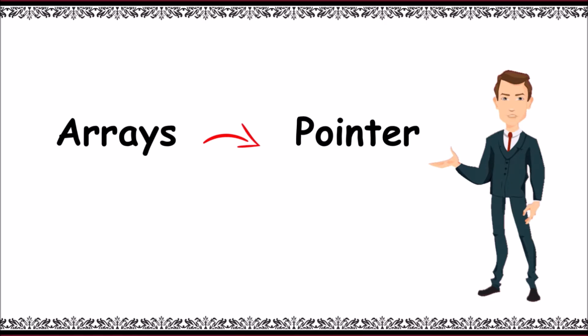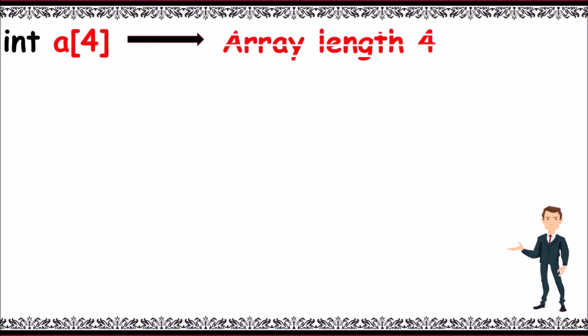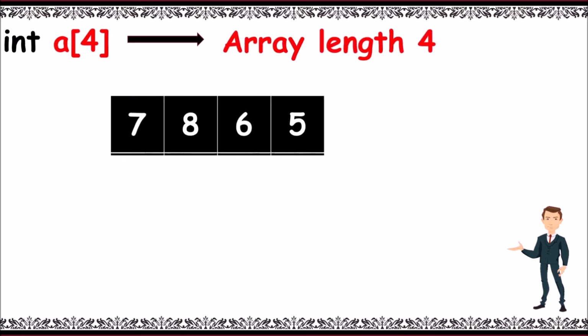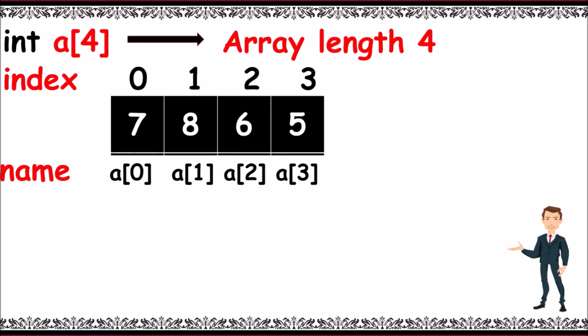Now let me tell you the basics of array addresses and pointers combined. Consider an integer array of length 4 which contains the values 7, 8, 6, 5. The indices are 0, 1, 2, 3, that is the positions. The names of the elements are a of 0, a of 1, a of 2 and a of 3. Let us assume the addresses are 100, 102, 104, 106, as integers occupy 2 bytes of memory each.